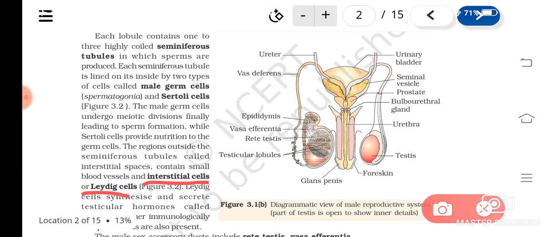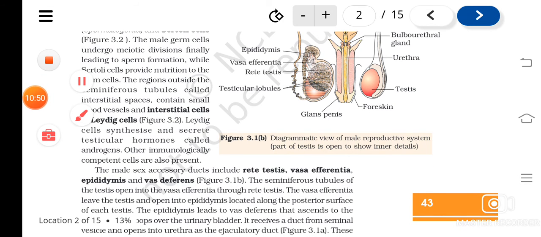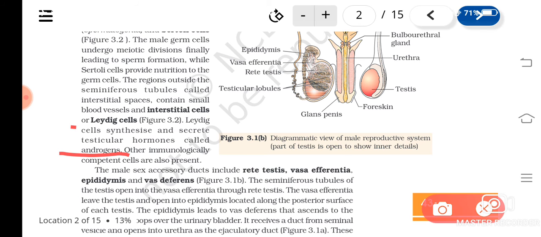The Leydig cells produce the testicular hormones. The hormones called androgens are produced by Leydig cells or interstitial cells, understood? They also produce immunologically competent cells. So it can be asked, what are the functions of Leydig cells? They help to produce testicular hormones called androgens and immunologically competent cells. Clear? So these are the major components of the testis.